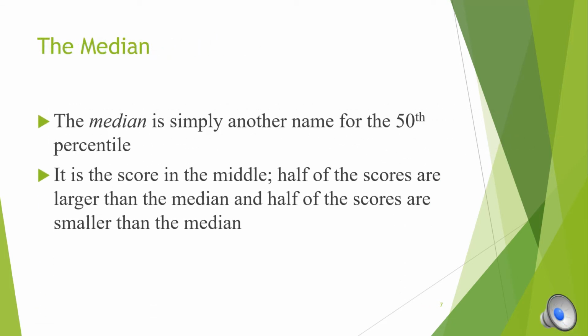Now, another measure of central tendency, as mentioned before, is the median. We've already talked about the mode. And the median is the middle score in the distribution of scores. As noted here, it's just another name for the 50th percentile. It's the score in the middle, smack in the middle. Half of the scores, therefore, are larger than the median, and the other half is smaller.